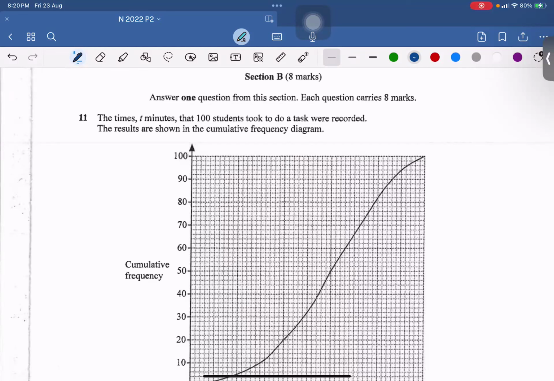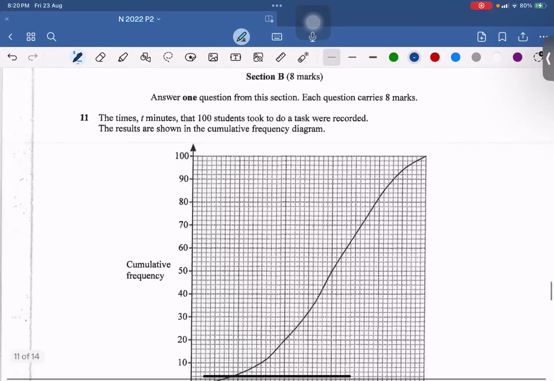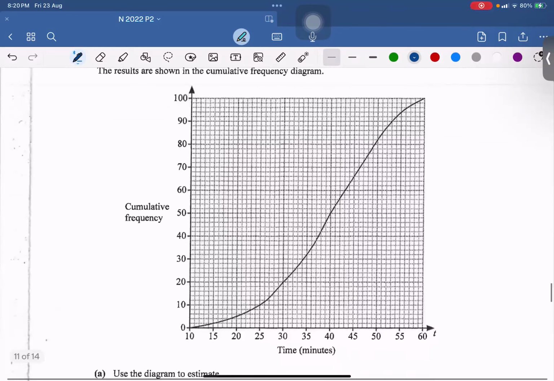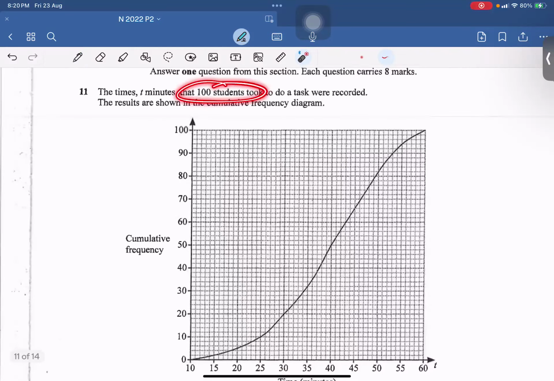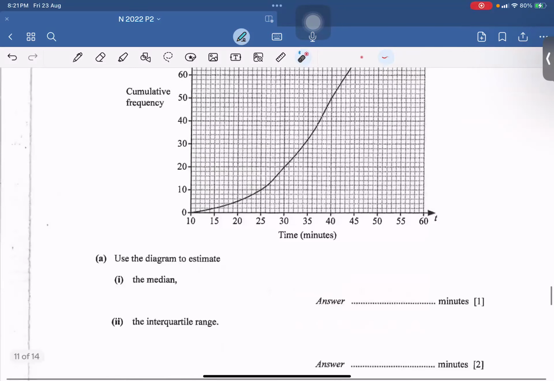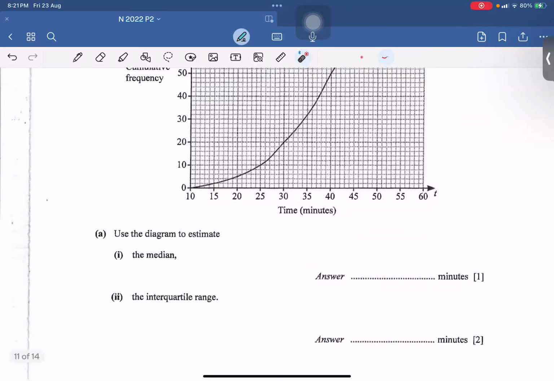All right. Okay, in question number 11, the time is t minutes. So my horizontal axis is the one in time t minutes. And for the 100 students, always check, don't just look at the scale over here. There's a number over here. Sometimes they put 80 students, but then they draw the axis until 100. Then you think that is the total. No, not true. You must read the question. So since this one is true, 100 students are shown in this cumulative frequency. Estimate the median. Median is the how many percentile?